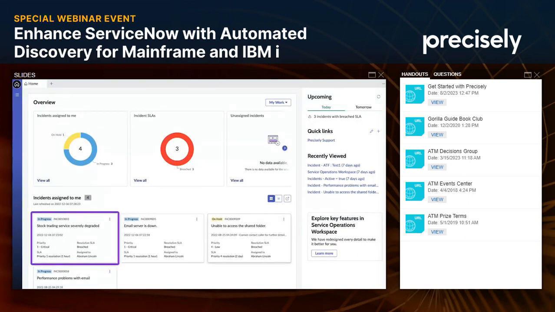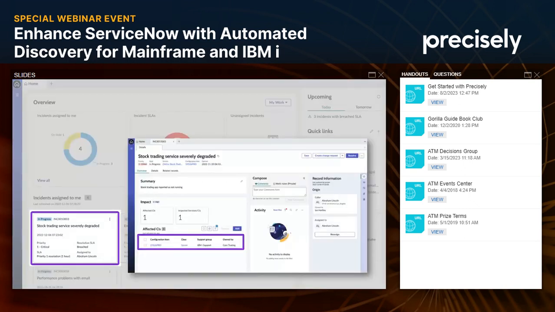So here I have an incident that's actually automatically appeared in the workspace. It's related to a multi-platform demo service that we have. We call it the stock trading service, which is experiencing a severe slowdown and degradation in performance. So that's not something you really want to have in real-time stock trading. And it happens to be underpinned by services running on an IBM server, which, if you look closely, is the CI referenced in the incident.